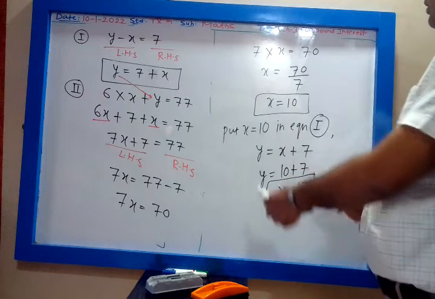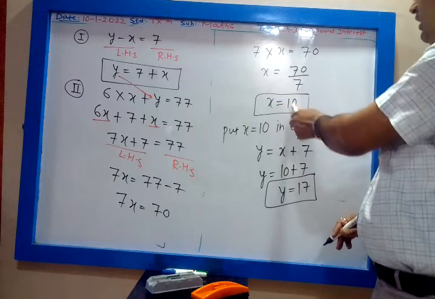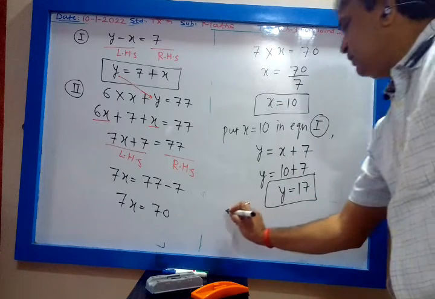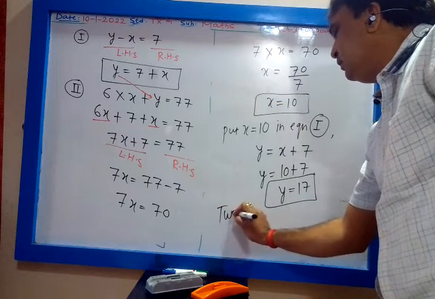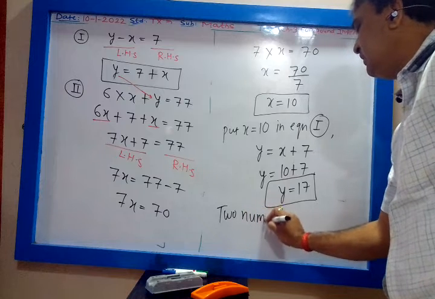So now we have got two numbers. X is 10, y is 17. So the two numbers are 10 and 17.